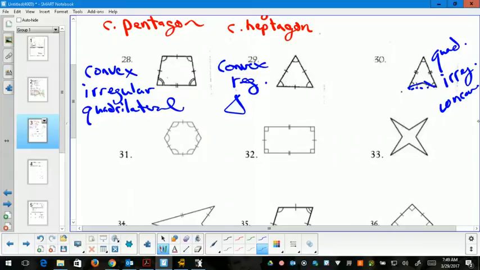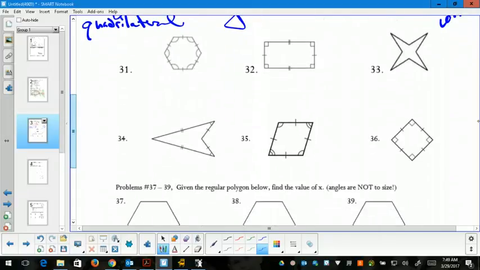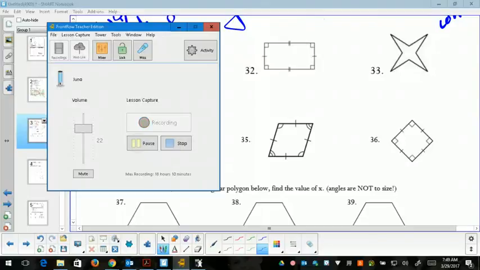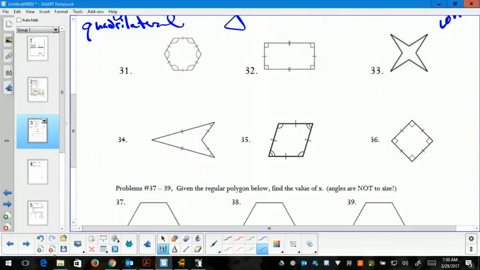If you have not already tried 31 through 36, which most of you did, but some of you did not, please try those now. All right, so we're going to go a little quickly through these. This is a hexagon. It is regular, and it's convex.